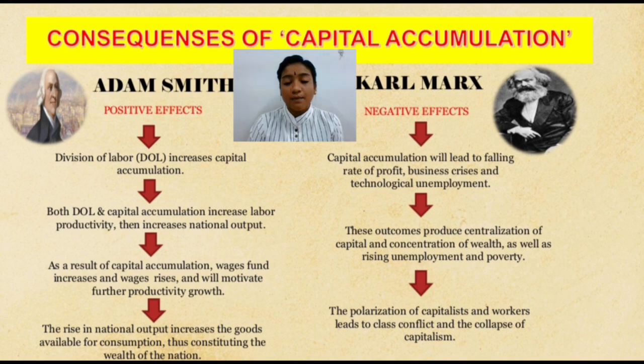These outcomes produce centralization of capital and concentration of wealth, as well as rising unemployment and poverty. So, at the end, the polarization of capitalists and workers leads to class conflict and the collapse of capitalism. So, this may cause capitalism to be replaced by socialism.